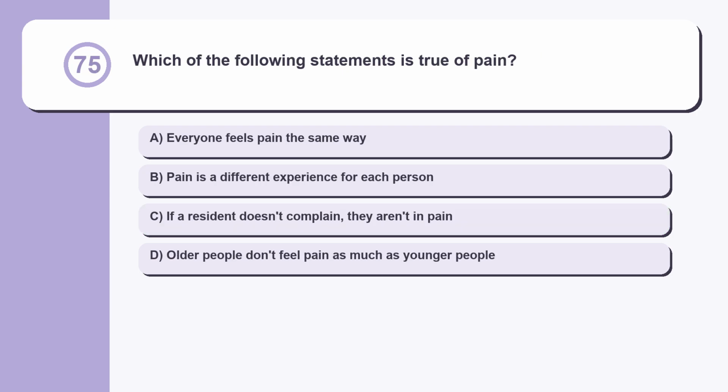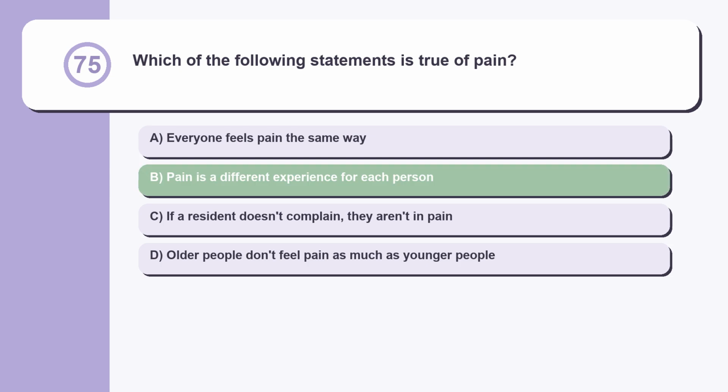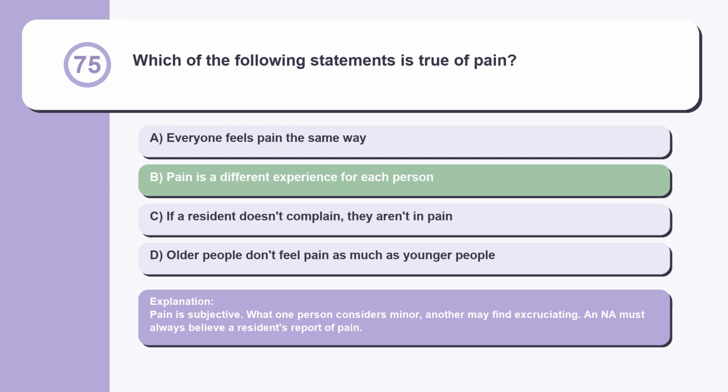Question 75. Which of the following statements is true of pain? Everyone feels pain the same way. Pain is a different experience for each person. If a resident doesn't complain, they aren't in pain. Older people don't feel pain as much as younger people. Pain is subjective. What one person considers minor, another may find excruciating, and NAs must always believe a resident's report of pain.